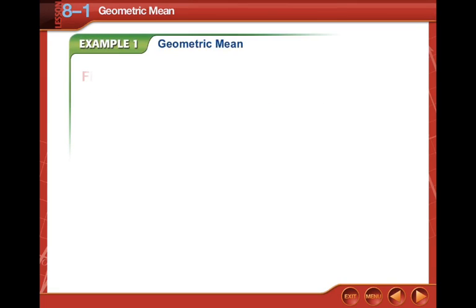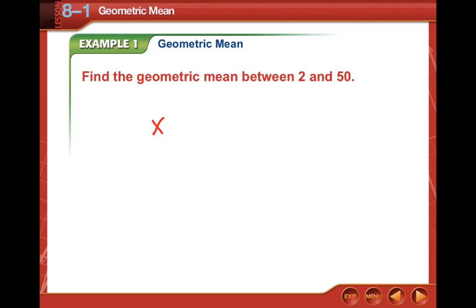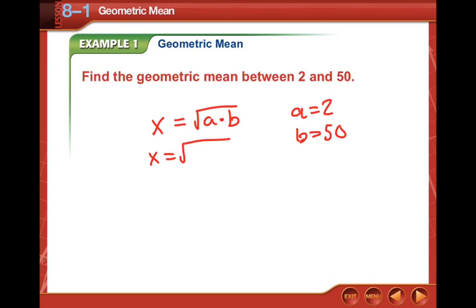So let's look at how we do this. The geometric mean between 2 and 50. Our equation we just looked at, x is our geometric mean, is equal to the square root of a times b. In our case here, a is 2 and b is 50. So we just plug those in. 2 times 50. And of course, 2 times 50 is 100. And the square root of 100, or the number that you multiply by itself to get 100, is 10. And that's it.